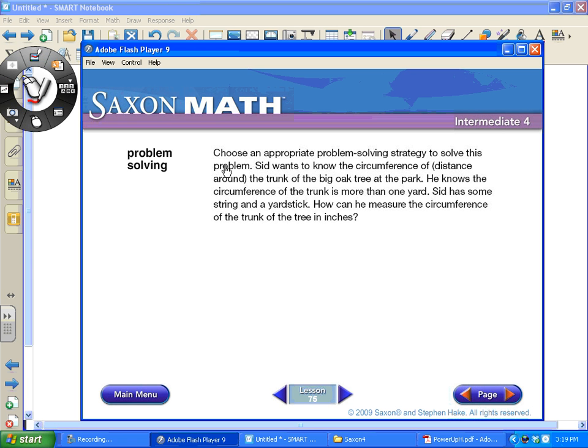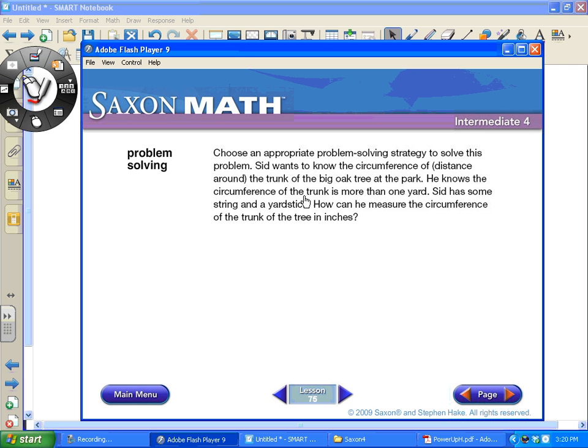All right, let's take a look at problem solving. Sid wants to know the circumference of, that means distance around, the trunk of the big oak tree at the park. Now this word circumference has to do with circles, okay? You can actually see CIRC if I cover that up or just look at that part. It almost looks like I'm getting ready to spell the word circle. So circumference means all the way around the circle. Okay, so this means all the way around the trunk of the big oak tree.